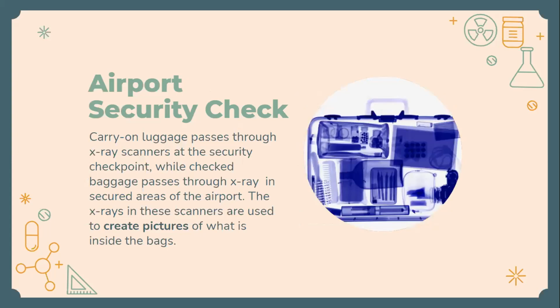The next one is airport security check. In airports, luggage is scanned using X-ray scanners. Carry-on luggage passes through X-ray scanners at the security checkpoint, while checked baggage passes through X-ray in secured areas of the airport. The X-rays in these scanners are used to create pictures of what is inside the bag.